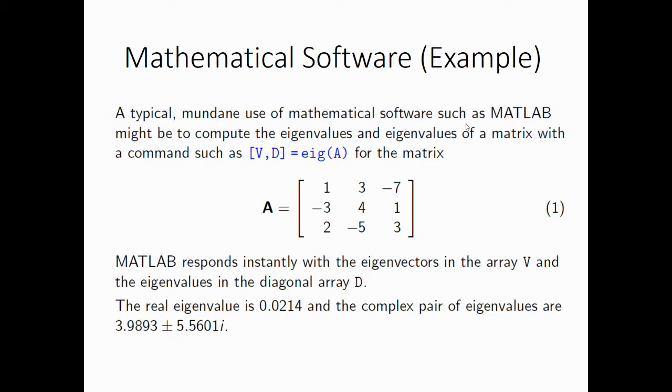Now, when you put this in, MATLAB responds instantly with the eigenvectors in the array V and the eigenvalues in the diagonal array D. The real eigenvalue is 0.0214, and the complex pair of eigenvalues are 3.9893 plus or minus 5.5601 times i. And behind the scenes, much more complicated computing is taking place.